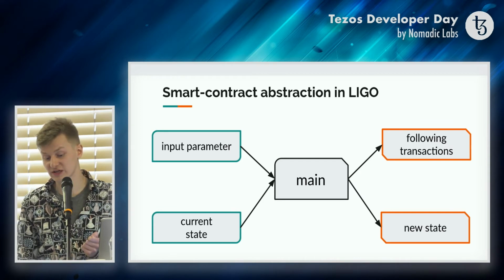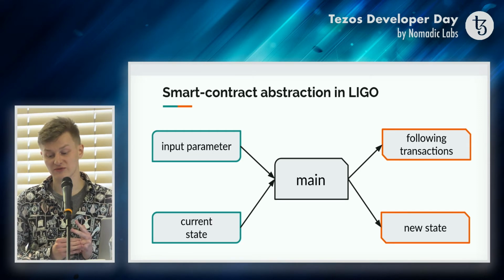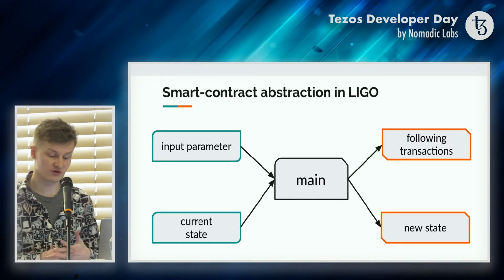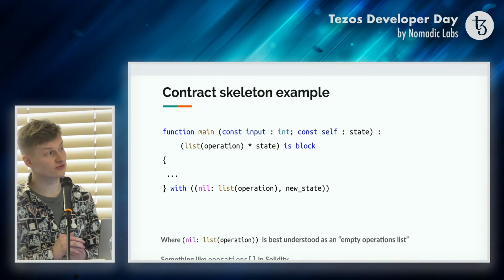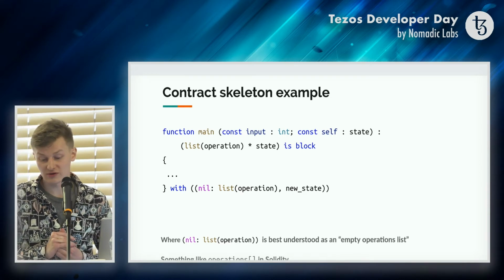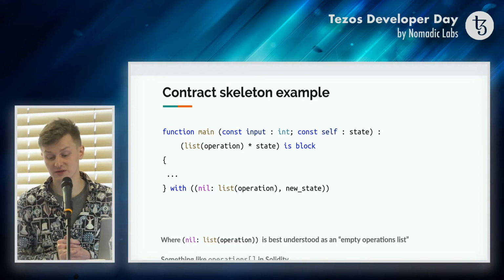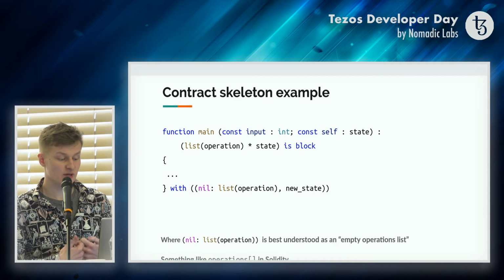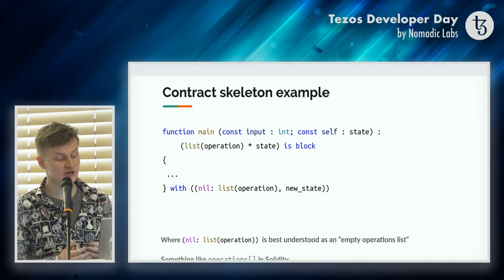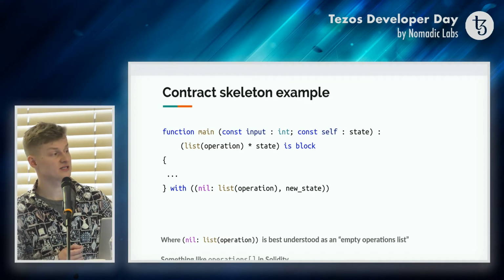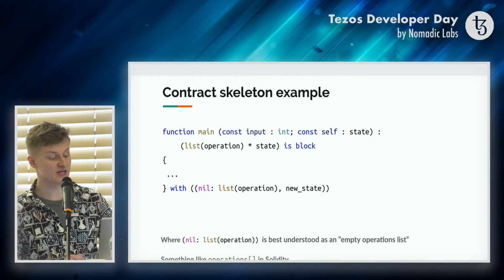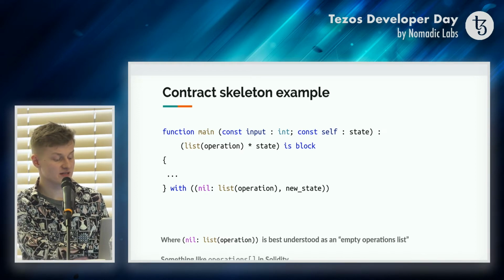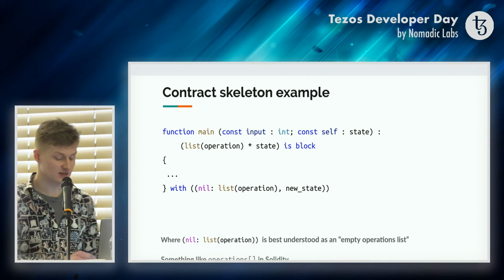So you will have to declare your input parameter and current state as inputs to your main function, and you have to return two arguments. It's a following transaction, so to say, and the new state of your contract. So here is a contract skeleton. This is one function only for this example, and you can see we are accepting two arguments. One argument is input, and the second argument is our previous state. And we are returning two arguments as list of operation and our new state. And here we see them declared as types. And after that, after keyword with, we're returning them as values. This thing at the bottom line, nil list of operation, basically means empty array. I will explain later in detail what it means.